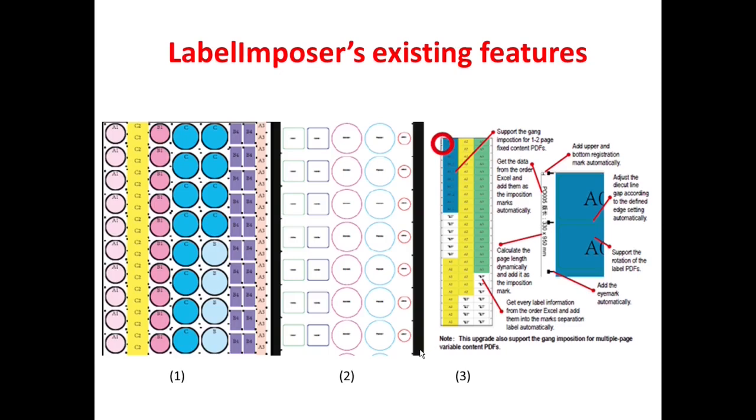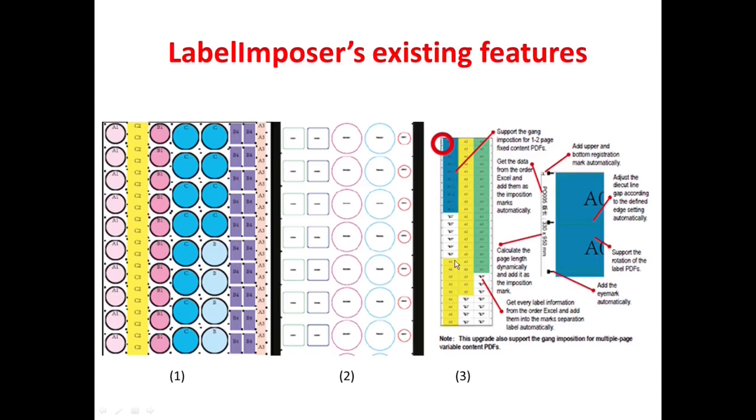We developed LabelImposer many years ago. Existing features are like this. We combine different types of labels in the row direction, and each row has its own eye mark. And this is another type, where we combine the same size labels together one by one, like AAAA, then a separation label, then go to BBBB.